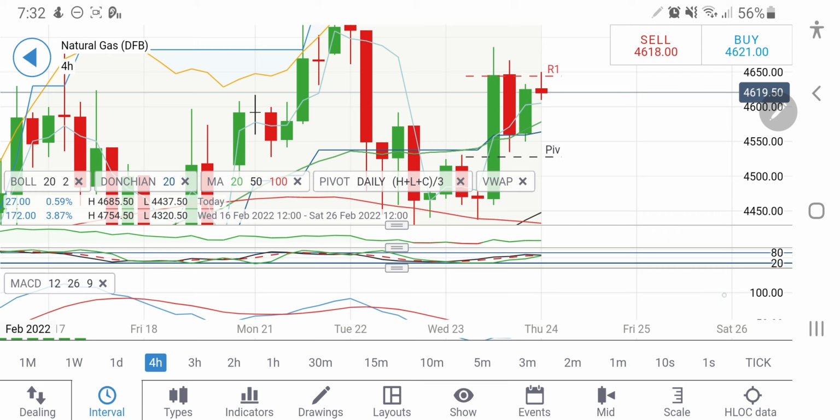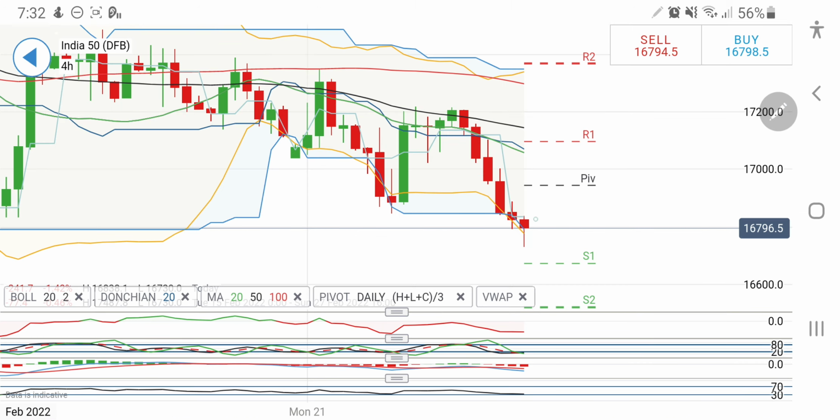Now let's have a look at Nifty 50. See, Nifty is trading at around 16800 level, consistently trading in this downward trending channel. It has seen a good drop since yesterday. Now the resistance lies at around 16850, 16900 zone. Breaking 16900, you can go long, else one can remain short here on Nifty.